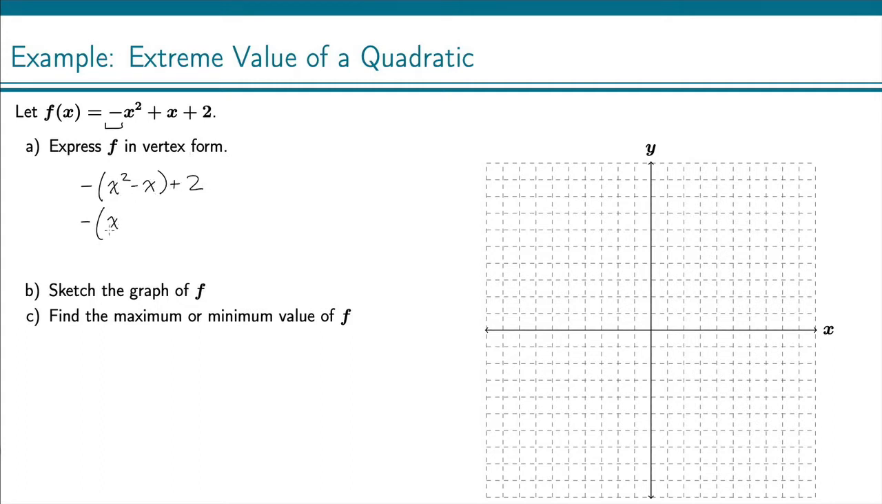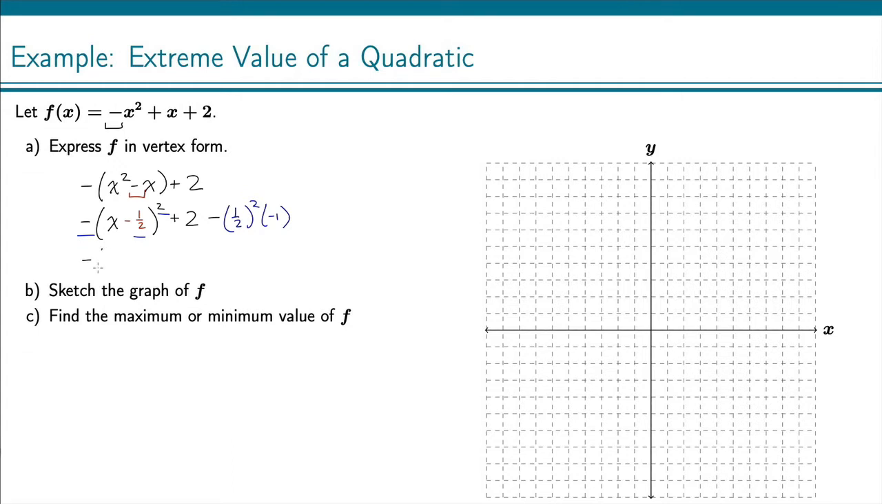So we have x, and then half of this number, so that's going to be minus 1/2 squared. And then we have plus 2, and then we subtract this number squared times that number. So 1/2 squared times a -1. And then we can simplify.